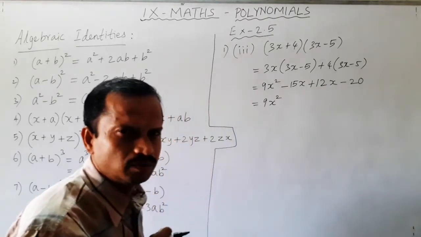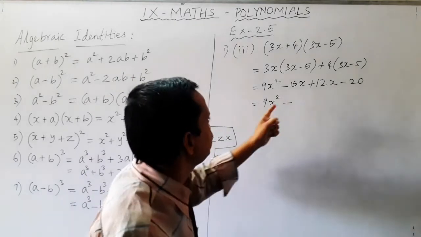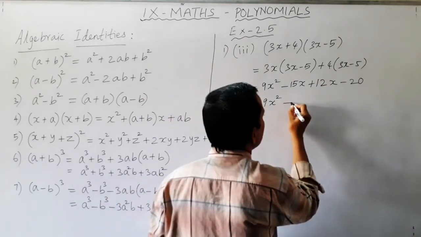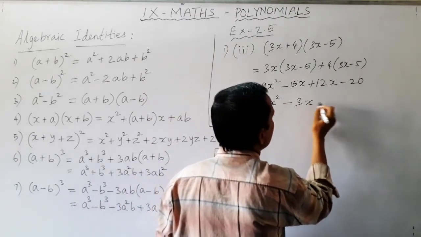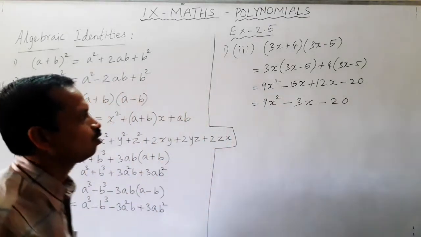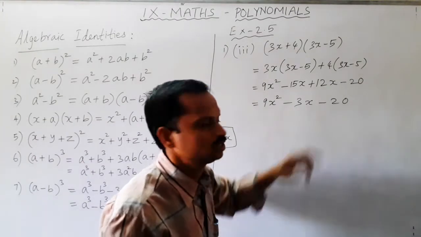So which sign will come? Minus. Minus is the greater number. So minus, what is the difference of 15 and 12? 3. So minus 3x and then minus 20. That's all, children. So this is the answer for option 3: 9x square minus 3x minus 20.